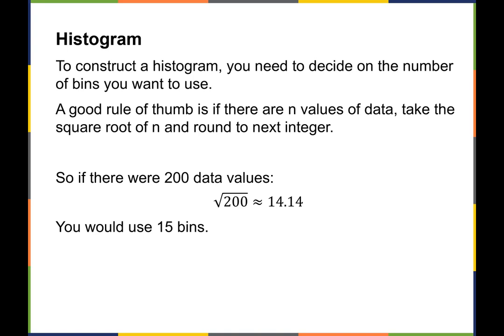Let's say we want to learn how to construct our own histograms. In fact, we do want to. First thing we need to do to construct our histogram is we need to decide on the number of bins we want to use. There is a good rule of thumb that if there are n values of data in your sample size, you're going to take the square root of n and then round up to the next integer. So let's say we had a data set of 200 values. The square root of 200 is 14.14 approximately. So we would round up to the next highest whole number, and we would get the total of 15 bins as our choice.